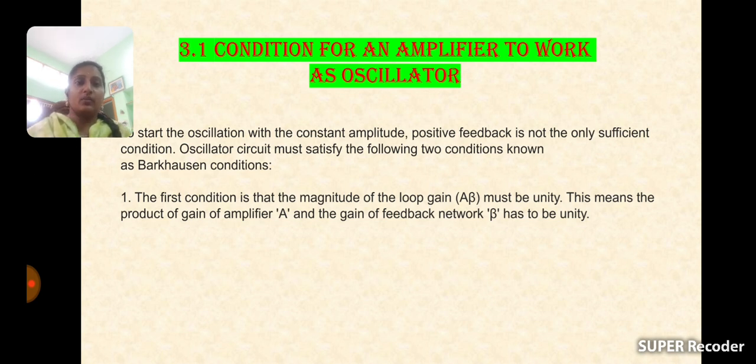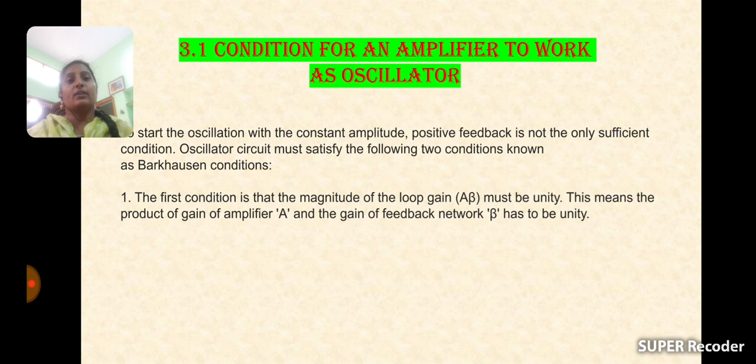And coming to the next one, Class B push-pull power amplifier. In Class B push-pull power amplifier, only either the positive half cycle or the negative half cycle is amplified. But in Class A, both positive and negative are amplified. But here the conversion efficiency will be less. In Class B, it is more.